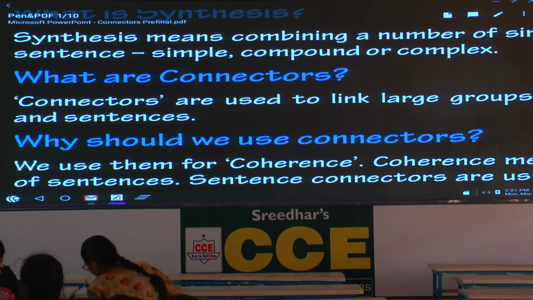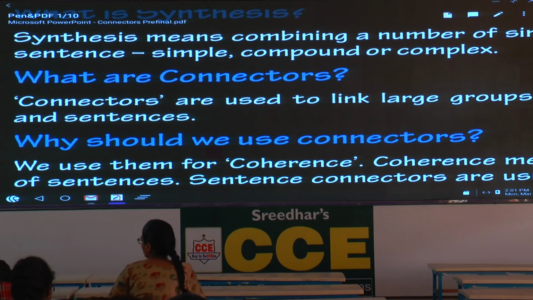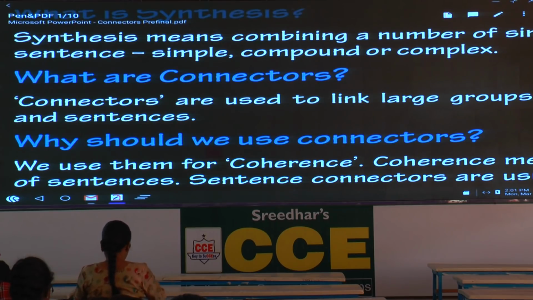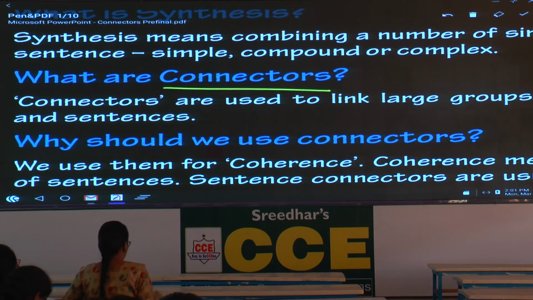Generally, synthesis means create something. So here what are you creating? You take 2 or 3 sentences and you create a new sentence. Synthesis means that. Now, write the question, what are connectors? Underline the key word.